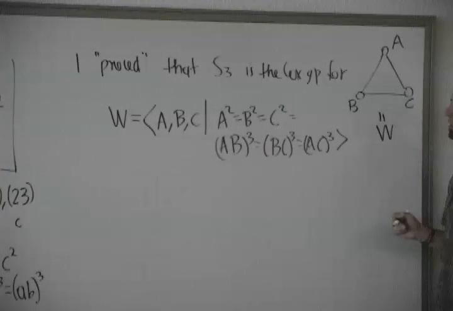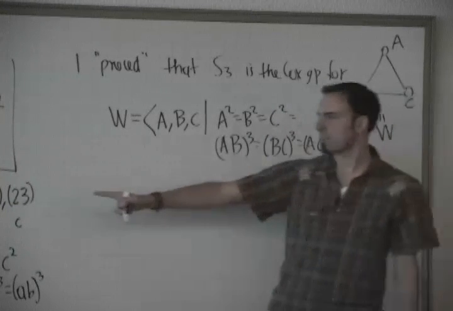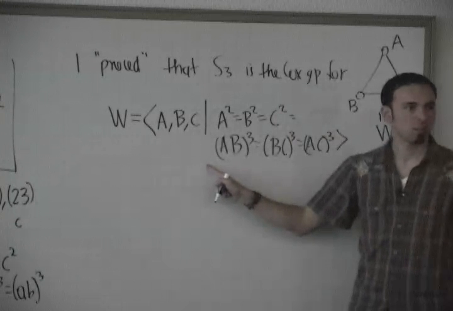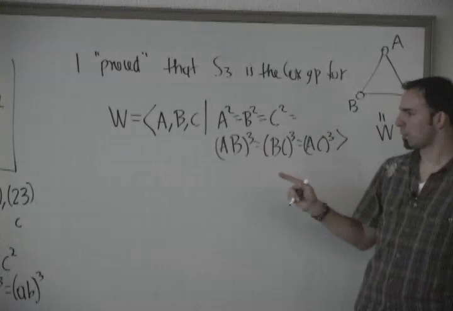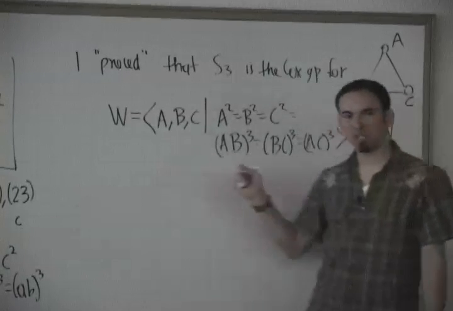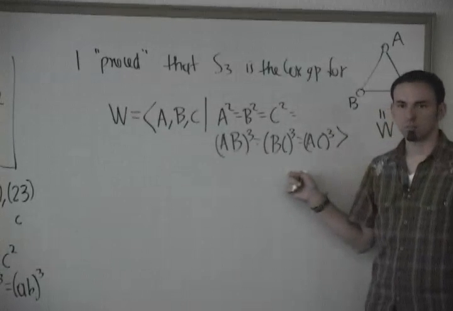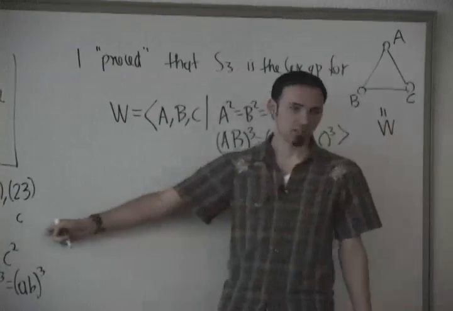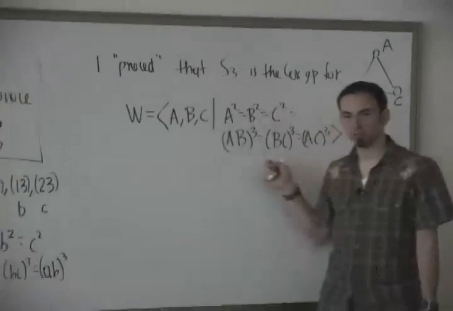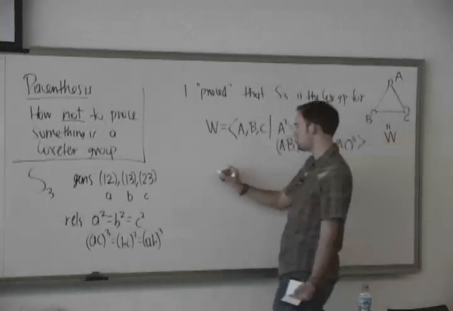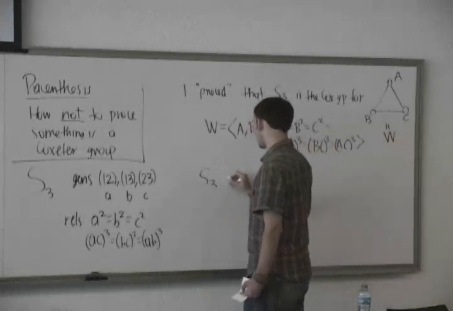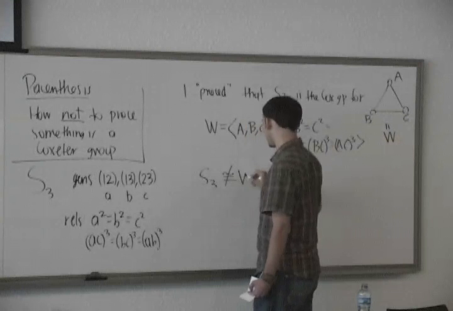Okay? And supposedly, what I proved is that S3 and W are the same thing. But in fact, I have not proved that, and the reason is that I proved that S3 satisfies all the relations that W satisfies, but I did not prove that S3 does not satisfy relations that W does not satisfy. Okay? And in fact, S3 and W are not isomorphic groups.